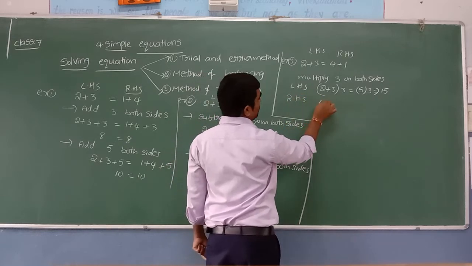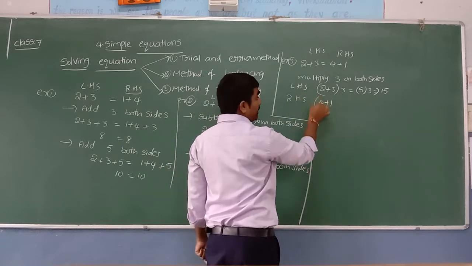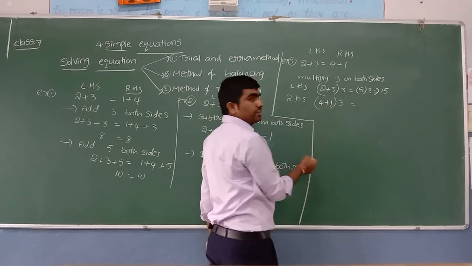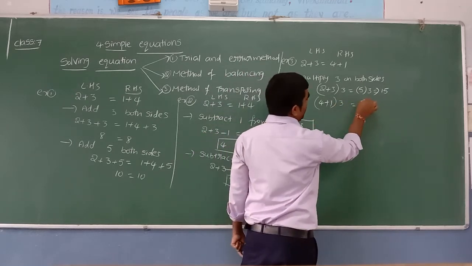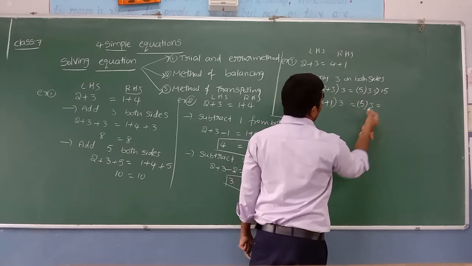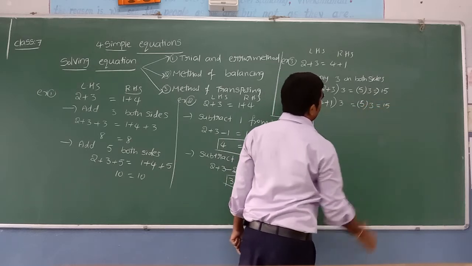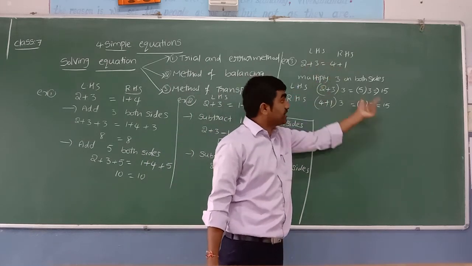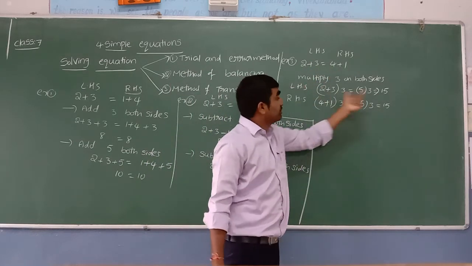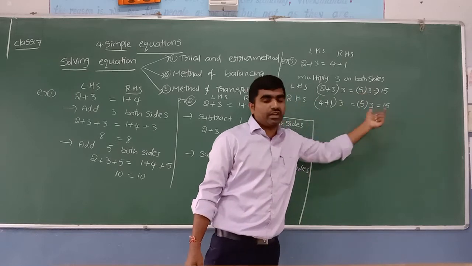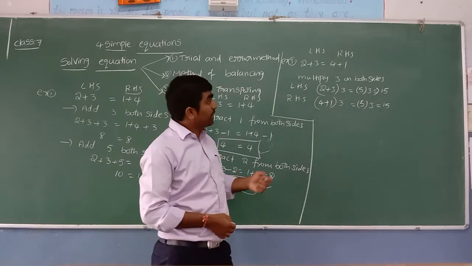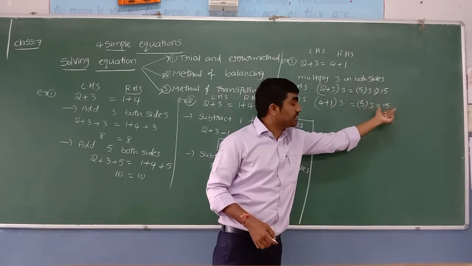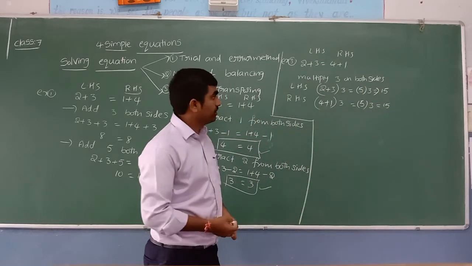What is RHS? 4 plus 1. The complete RHS I want to multiply with 3. 4 plus 1, 5. 5 multiplied with 3 is equal to how much? 15. By multiplying the same number on both LHS and RHS, we observed on LHS I got 15, even on RHS I got 15. So what can we conclude? By multiplying the same number on both LHS and RHS, the results are also equal.